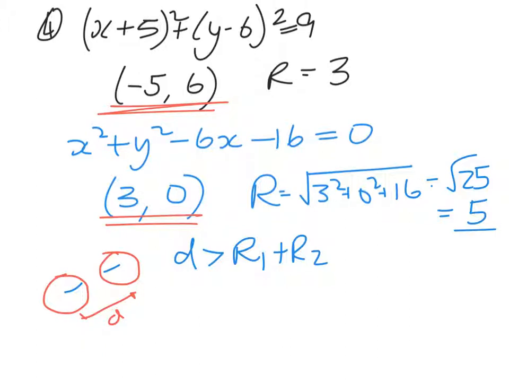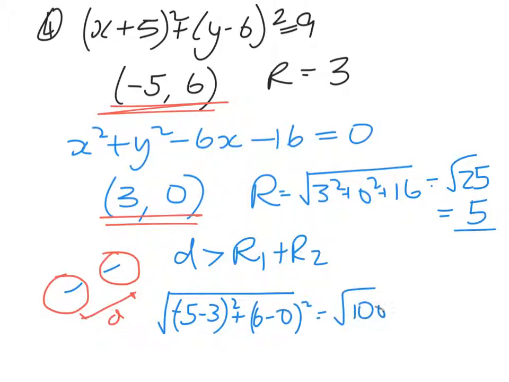The distance between the centres is the square root of negative 5 take away 3 squared plus 6 take away 0 squared, which is root 100, which is 10. As 10 is bigger than 3 add 5, then the condition must be met. So the circles do not intersect. 10 is bigger than 8. The distance between the centres is more than the radii added.